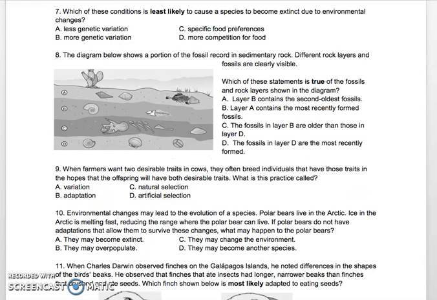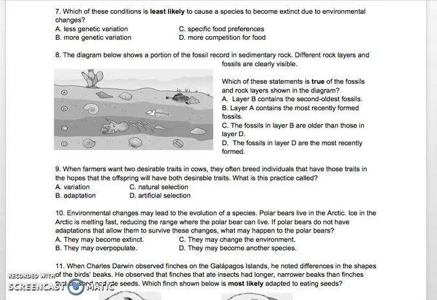Number 7. Which of these conditions is least likely to cause a species to become extinct due to environmental changes? A. Less genetic variation. B. More genetic variation. C. Specific food preferences. D. More competition for food.